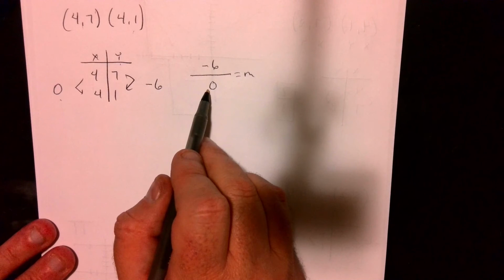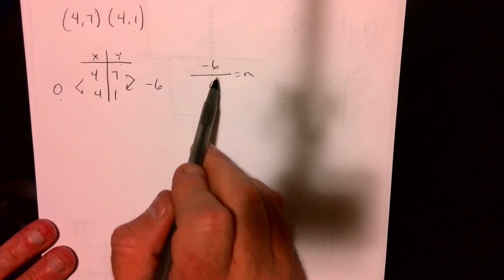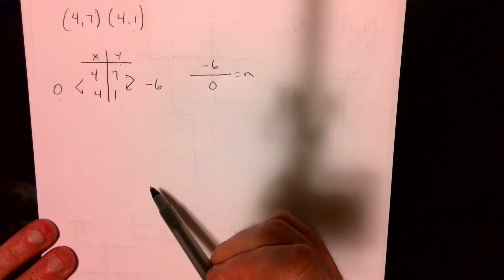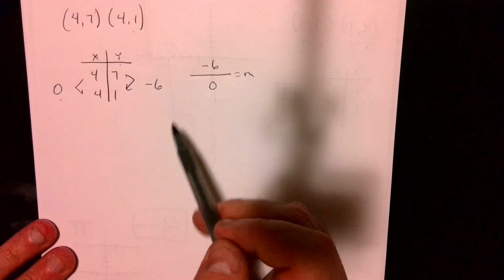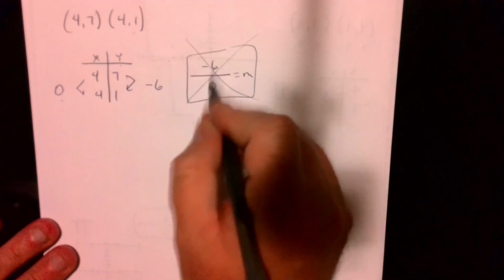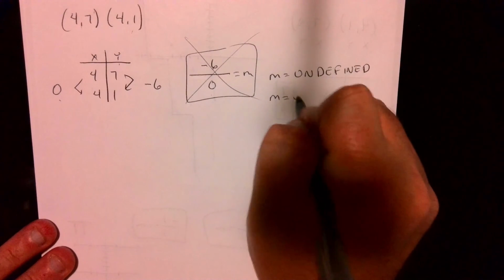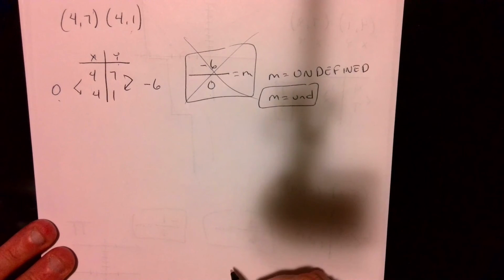Those that have a calculator in front of you, if you put this in your calculator, if you go -6 divided by 0, what does your calculator tell you? It says error, right? Or divide by 0 error. You can't do this. You should have learned this in elementary school. You can't divide by 0. So the slope here is what we called undefined. Okay? I just have my kids do this. We just call it und for short. Slope is undefined. You can't do it.